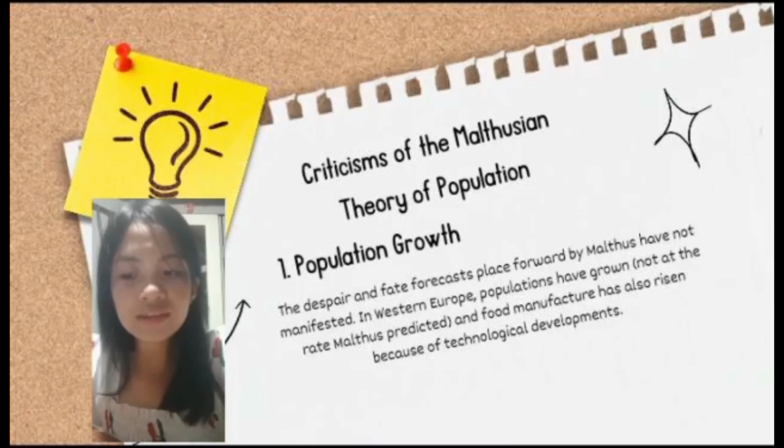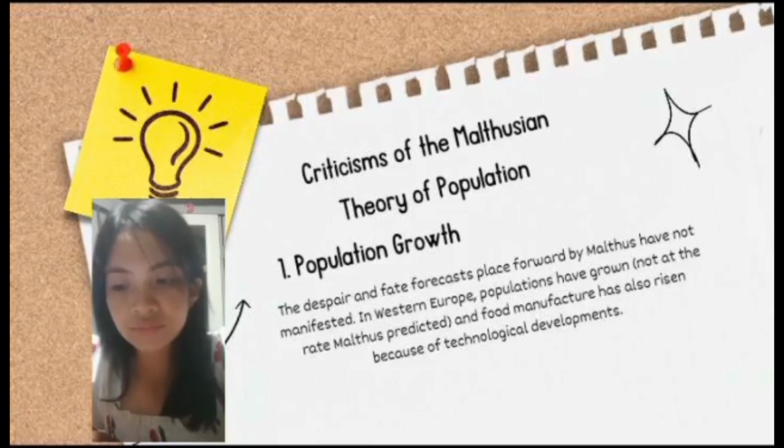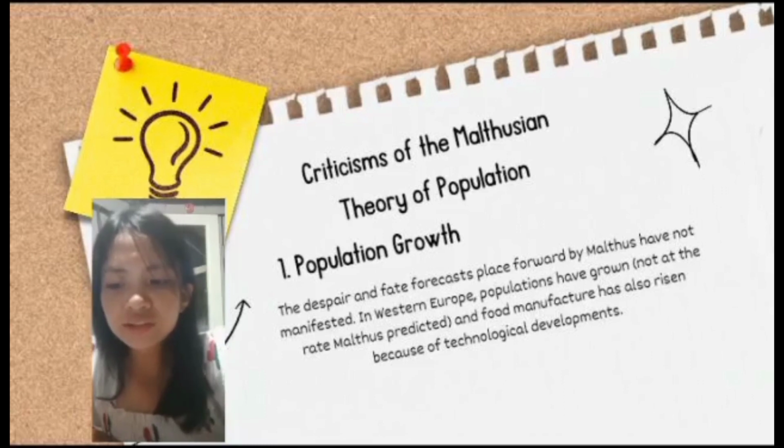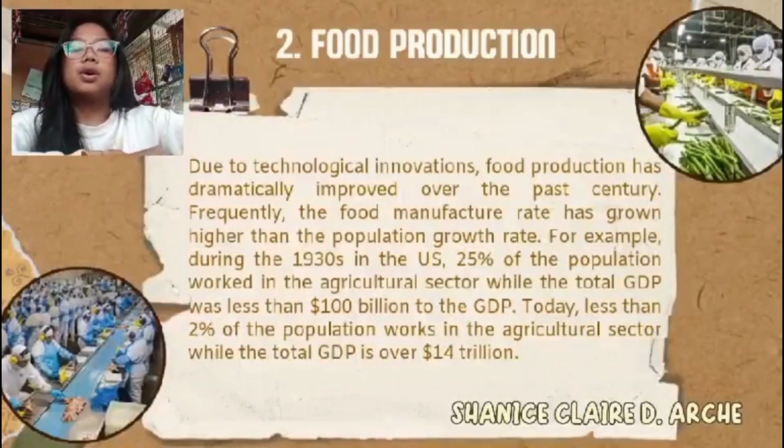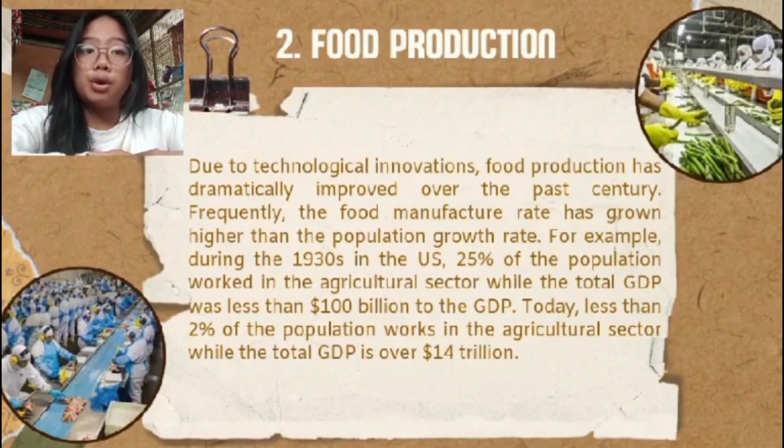Criticism of the Malthusian theory of population. Number 1. Population growth. The despair and fate forecast put forward by Malthus have not manifested. In Western Europe, populations have grown, but not at the rate Malthus predicted, and food manufacture has also risen because of technological developments. So, in continuation of the criticism of the Malthusian theory of population, we have food production.